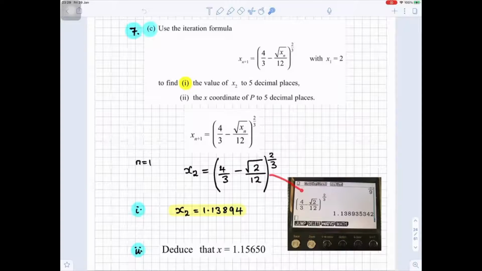If you put all of that in your calculator, I've taken a screenshot of the calculator. You put that in your calculator all at once. Careful, put the brackets. You get 1.13894 to 5 decimal places. So you round it to 5 decimal places. And the second part of 7 says the x-coordinate of P to 5 decimal places. You can deduce that it is 1.15650. And I'll show you on the graph how that works.